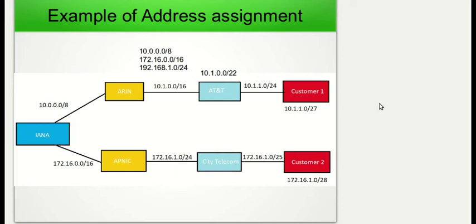By following a hierarchical structure, it makes routing more efficient even in this example. As you can see, City Telecom knows that AT&T has been assigned this address block. And they know that with this address block, the first two digits have a meaning. The first two digits represent our network.